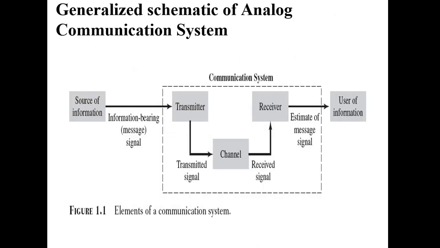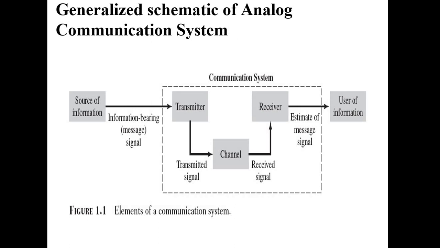Now let us understand the generalized schematic of analog communication system. As far as electronic communication system is concerned, there are two types of electronic communication system. One is analog communication system and other is a digital communication system. So in this video, we'll understand what are the different elements of analog communication system.